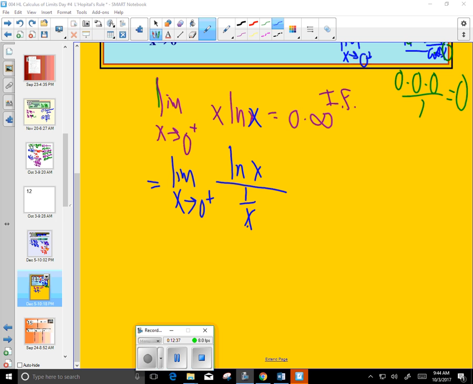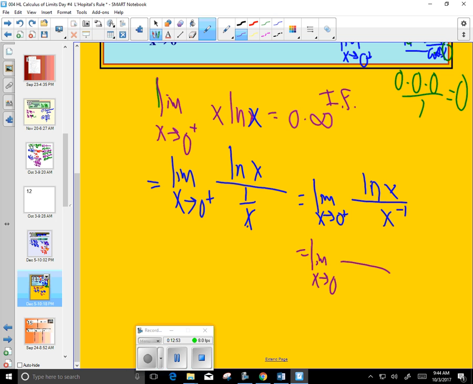So if we wanted to, we could write this as the limit as x approaches 0 from the plus side of the natural log of x over x to the negative 1. Now we're going to take the derivative of it. Limit as x approaches 0. What's the derivative of natural log of x? 1 over x, yes. What's the derivative of this one? Negative x to the negative 2.